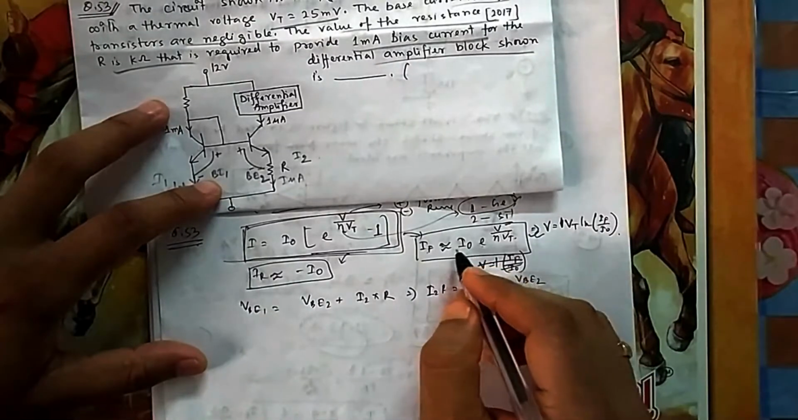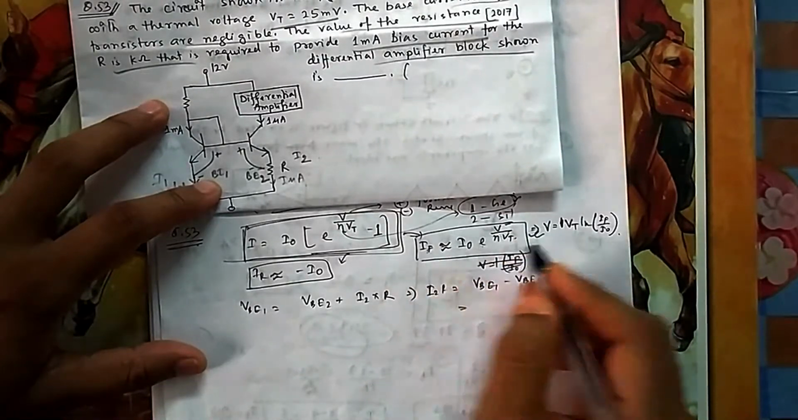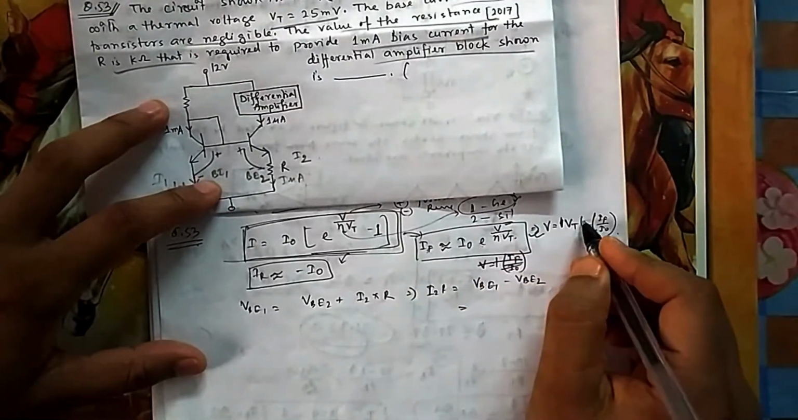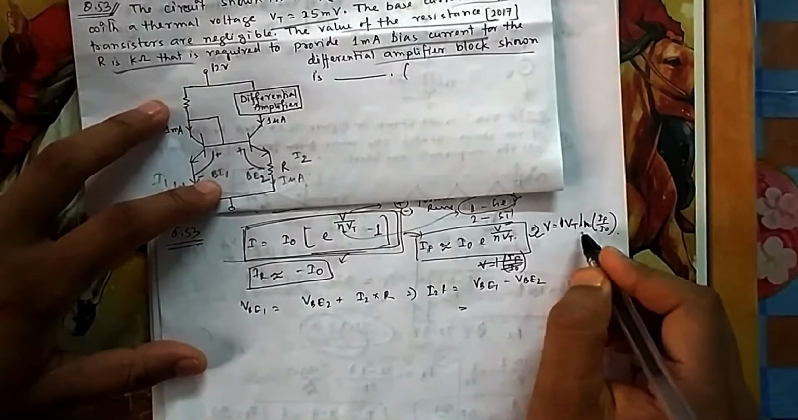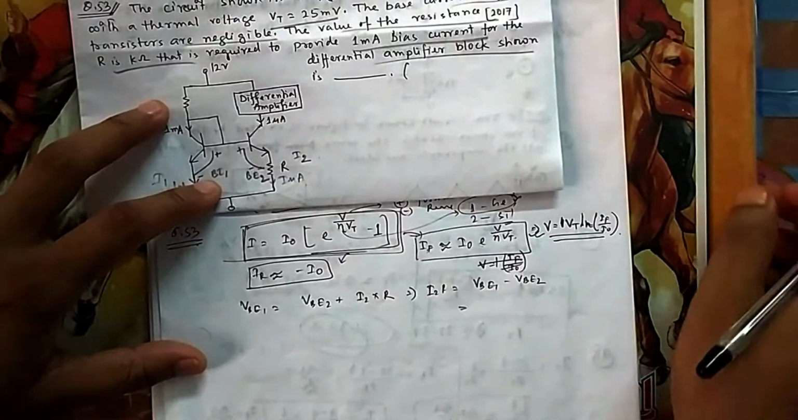You can see here, if V by I naught, then take log, then Vt will be that side, so Vt log I by I naught. Here e is there, so it is natural log, ln, not log base 10, the base is e. So this is the formula for V.